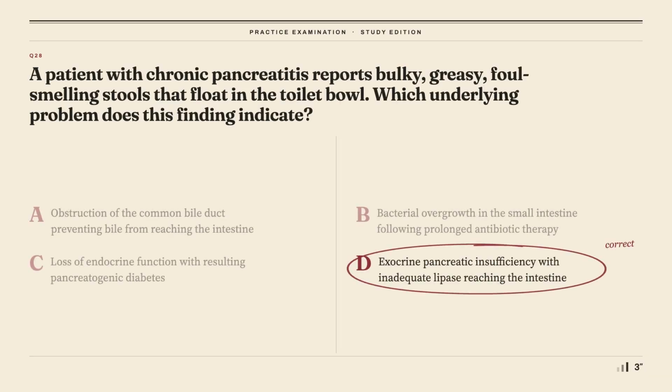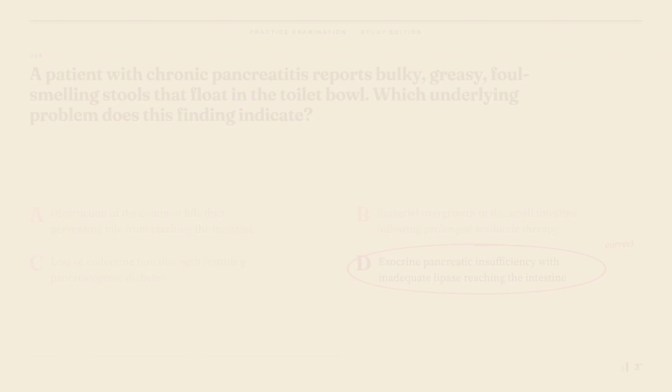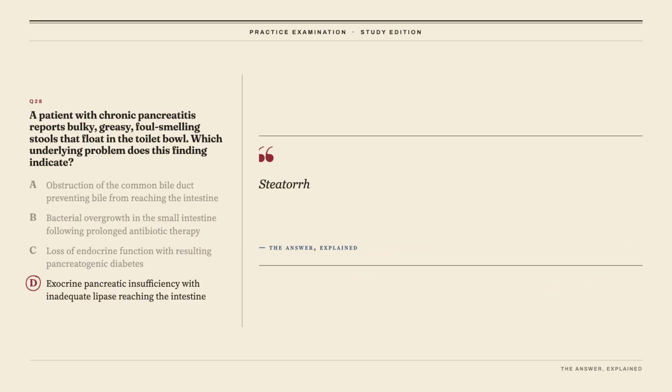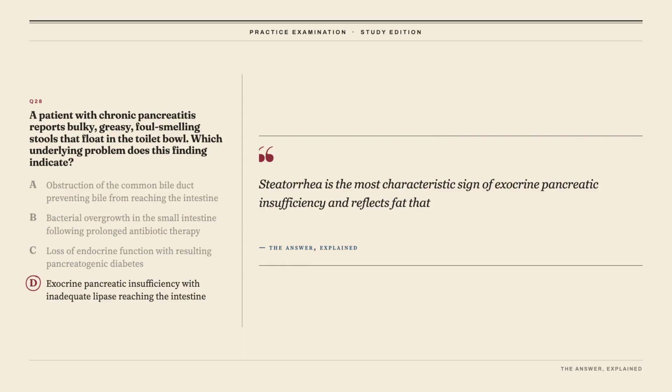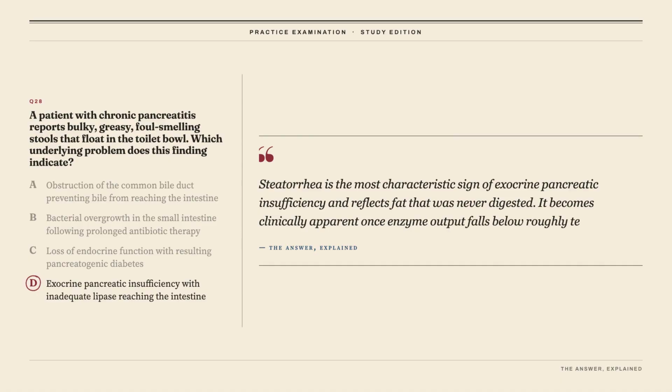The correct answer is D. Exocrine pancreatic insufficiency with inadequate lipase reaching the intestine. D is correct because steatorrhea is the most characteristic sign of exocrine pancreatic insufficiency and reflects fat that was never digested. It becomes clinically apparent once enzyme output falls below roughly 10% of normal. A low fecal elastase 1 level confirms the functional deficit, and pancreatic enzyme replacement is the treatment.